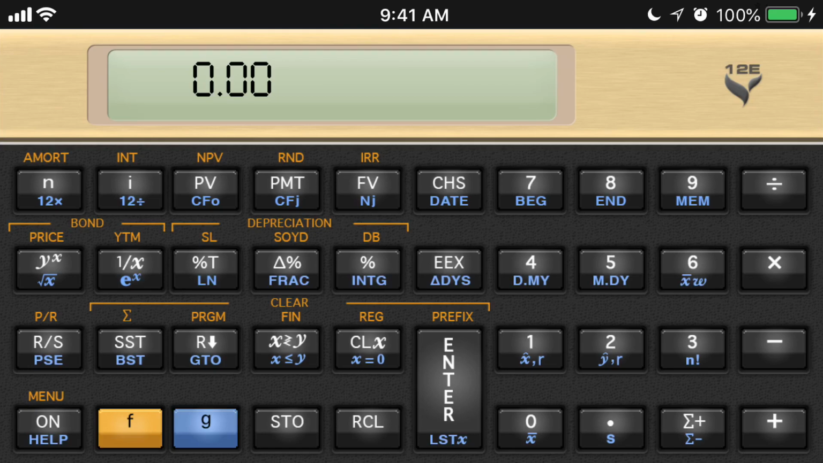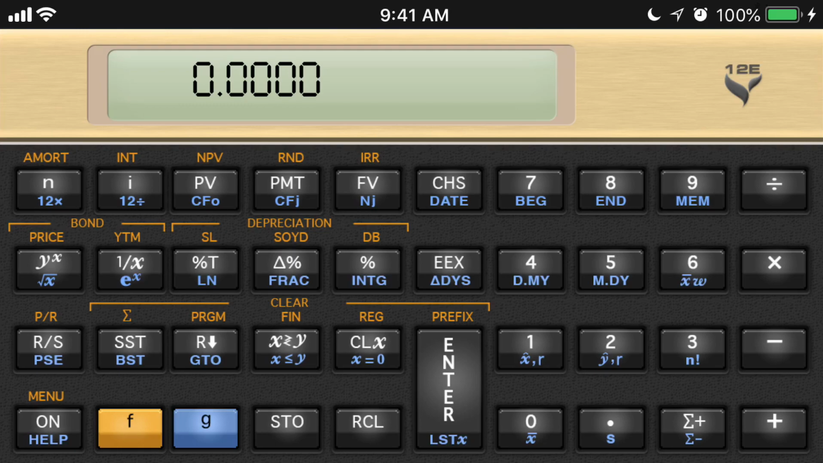By default, when you turn on the calculator, it's going to show you two decimal places. That's the default setting. But for financial calculations, I usually like to show four decimal places. To do that, you just hit the F key and then 4. You can see that the display changes to four decimal places.